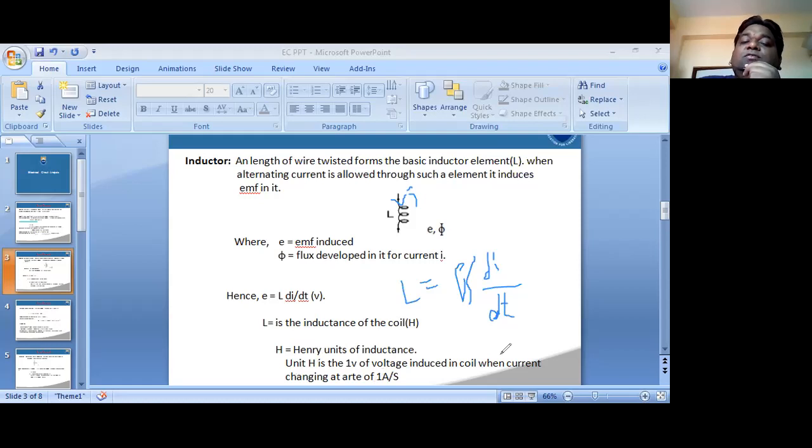So I'll repeat this definition once again. 1 Henry, or unit Henry, is defined as when 1 volt of EMF is induced in the inductor when current flowing through the inductor is changing at the rate of 1 ampere per second. That is, the rate of change of current is 1 ampere per second. So this is the definition of unit Henry.